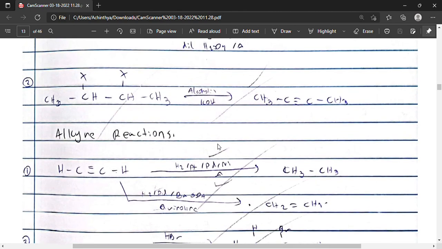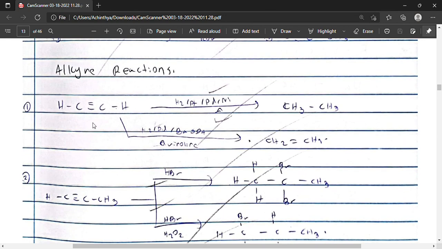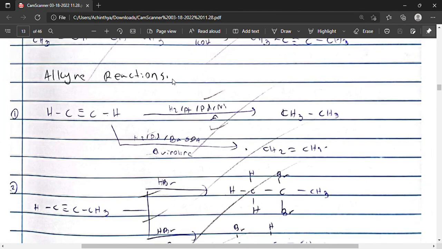Now let's talk about alkyne reactions. These are the ways of producing alkynes, and now we'll be discussing how alkynes react. Well, one thing we can do with alkynes is catalytic hydrogenation. Actually, we can partially hydrogenate alkynes into alkenes, or we can fully hydrogenate them into an alkane.